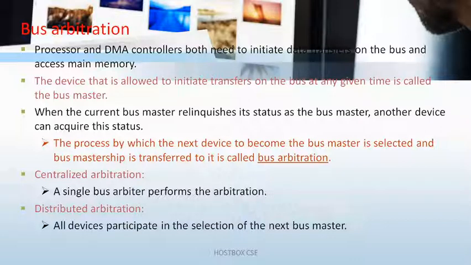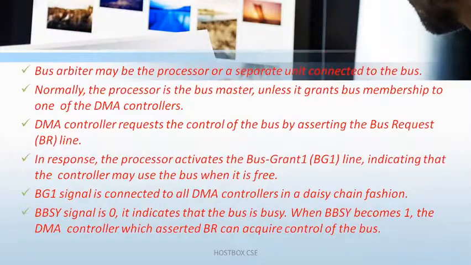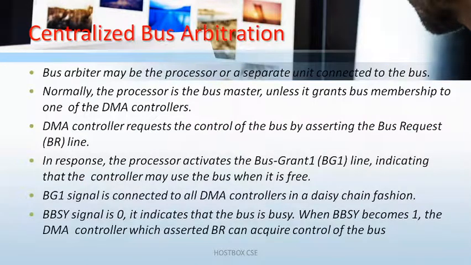So the control is moved from one place to another. Simply understand. Now centralized arbitration: a single bus arbiter performs the arbitration. And distributed means all devices participate in the selection of the next bus master. Let's go elaborately, the diagram is important. For centralized bus arbitration, the bus arbiter may be the processor or a separate unit connected to the bus. Normally the processor is the bus master. Remember, the processor is the bus master unless it grants bus mastership to one of the DMA controllers.